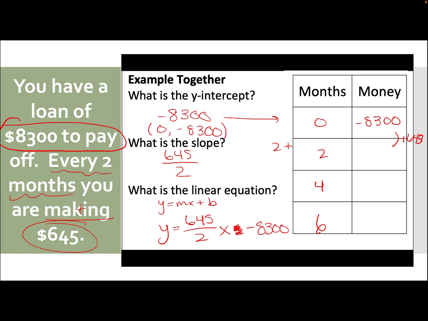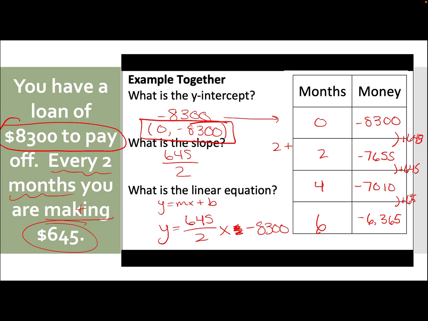So I have negative 8300 plus 645 equals negative 7,655. Plus 645 equals negative 7,010. Plus 645 equals negative 6,365. So I just continued that pattern of adding 645 to the previous answer. And again, we write our y-intercept as a point. Sorry about that. So we should have 0, comma, negative 8,300.